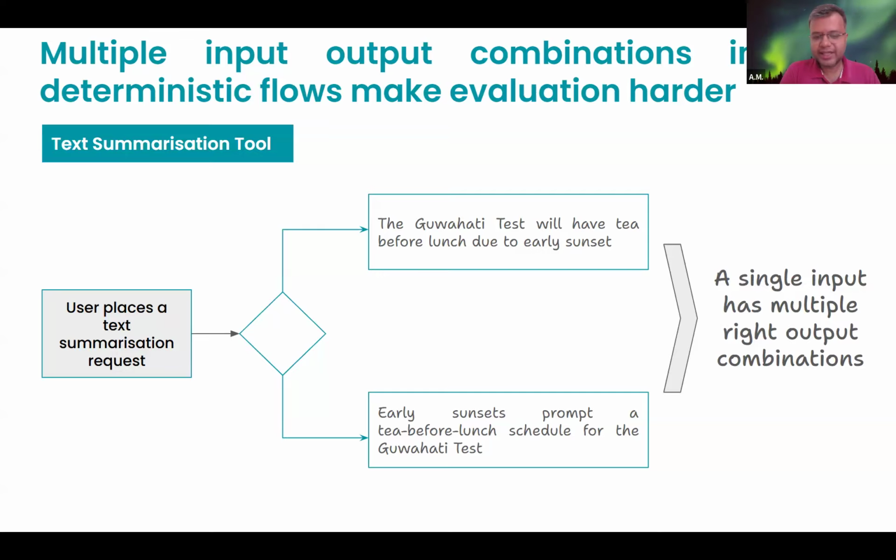The second summarization reads as follows: early sunsets prompt a tea before lunch schedule for the Guwahati test. Again, put the lens of your rubric here and see whether it makes sense. Yes, it does, because it talks about the Guwahati test. It talks about a specific situation where early sunset is expected. And it also talks about tea happening before lunch because of this change in the sunset schedule that we are going to observe.